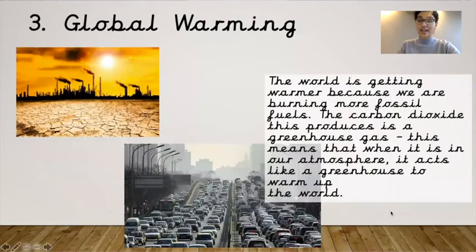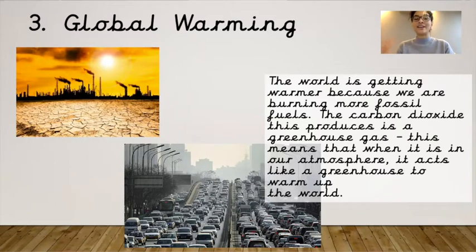The third change is global warming. So the world is getting warmer because we are burning more fossil fuels. The carbon dioxide this produces, or this makes, is a greenhouse gas. This means that when it is in our atmosphere, it acts like a greenhouse to warm up the world.